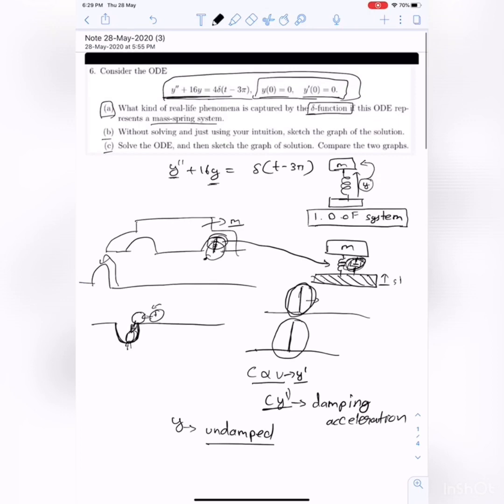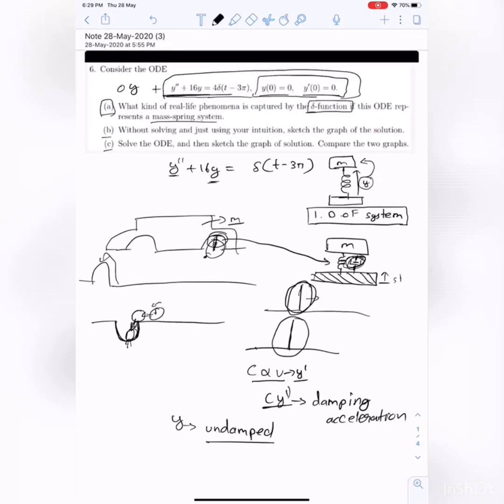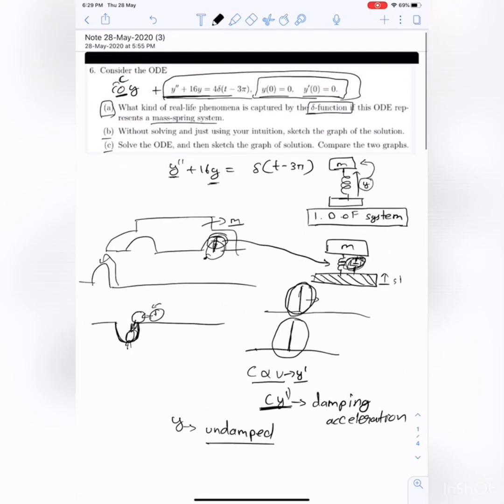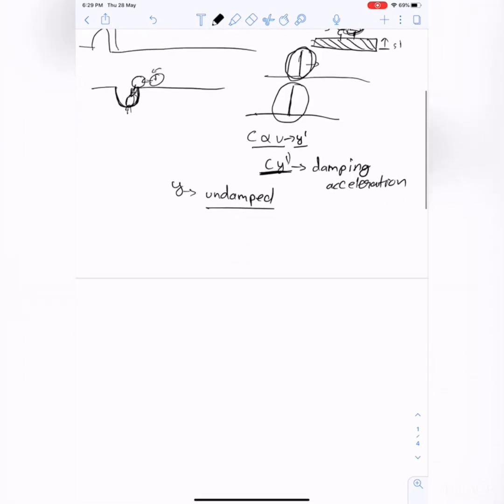If you want to make it much more clear, you can write explicitly as 0 times y. Here again, 0 will depict a damping constant, like what I just said over here. So a damping constant is 0, which means our system is undamped.